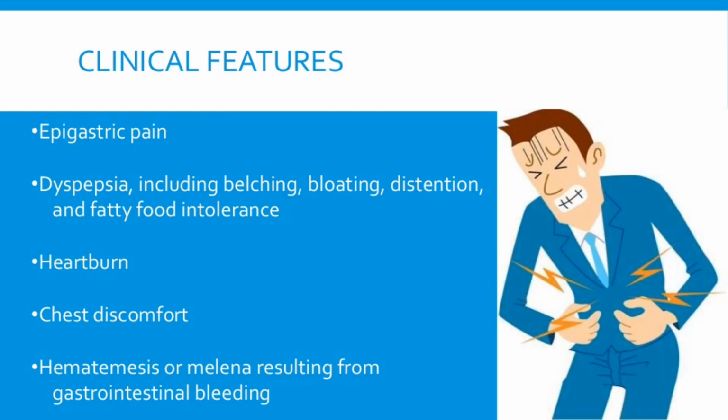Here are some clinical features of peptic ulcer disease. Number 1, epigastric pain, dyspepsia including belching, bloating, distension, and fatty food intolerance, heartburn, chest discomfort, hematemesis or melena resulting from gastrointestinal bleeding. So the hematemesis refers to the vomiting of blood. The blood can appear bright red or have a coffee ground appearance, which indicates it has been partially digested. And on the other hand, melena is the passage of black tarry stools. The black color results from the digestion of blood in the gastrointestinal tract.